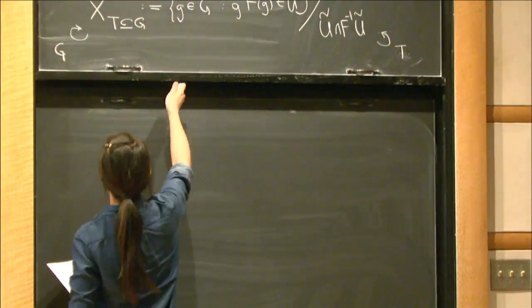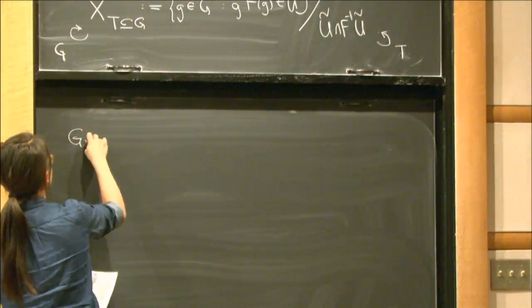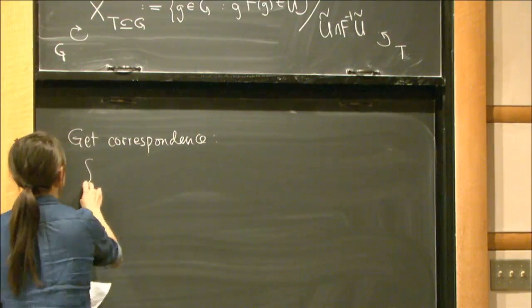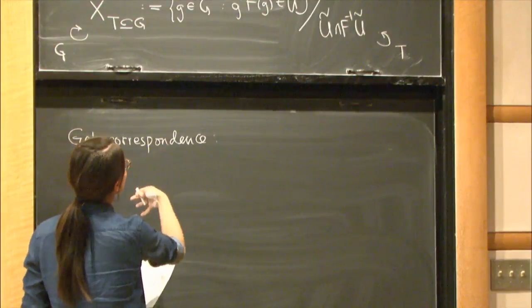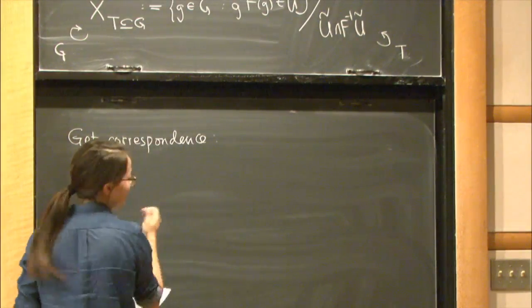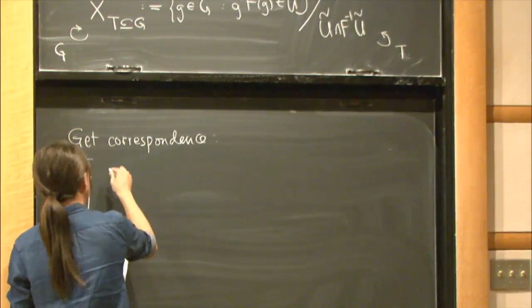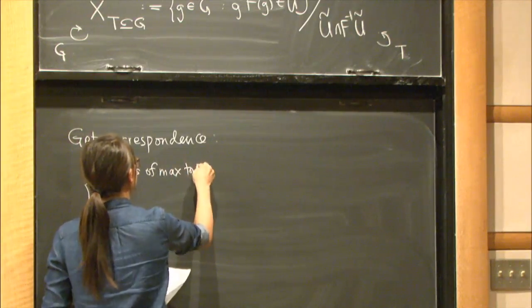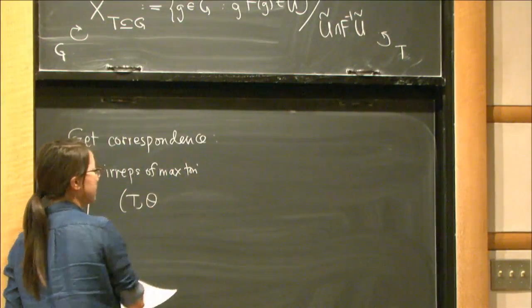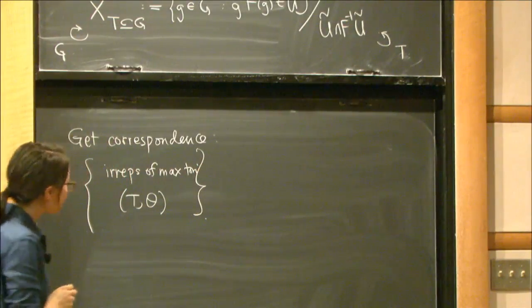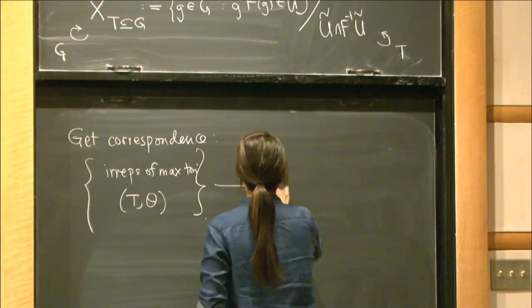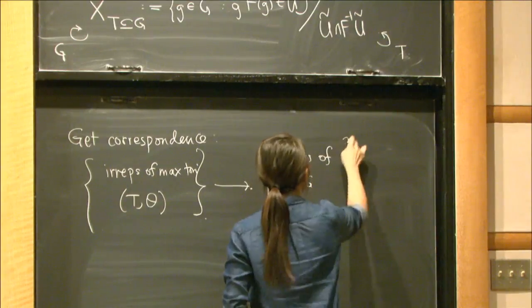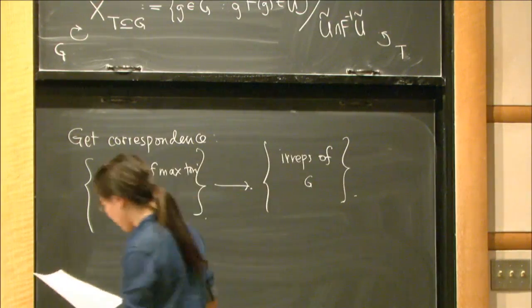Okay, so what's the point here? The point is that from this picture, you get a correspondence. As an input, we want to put in some easy representation theory, and get some hard representation theory out. So the easy input is we'll put irreps of maximal tori. So I take some maximal torus T and I take some character theta. And out of this, I want to get irreps of G.